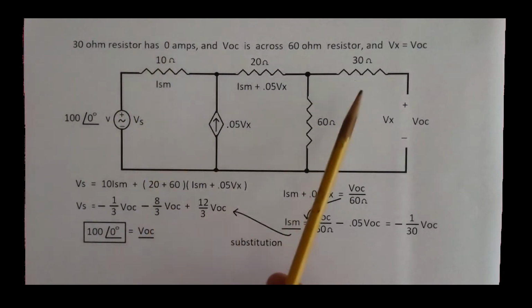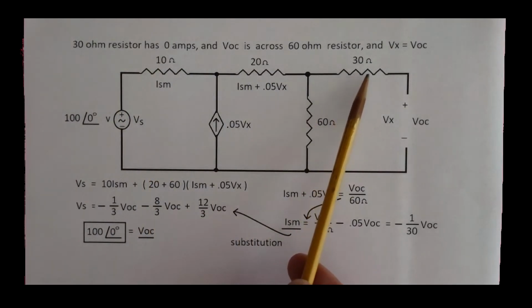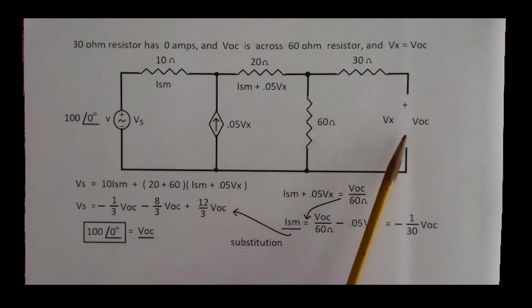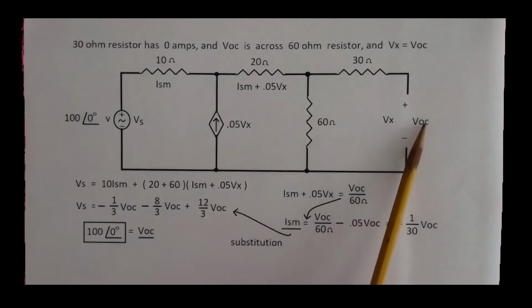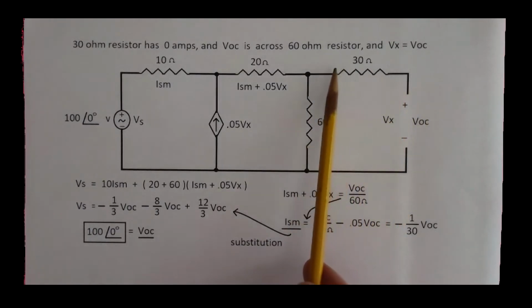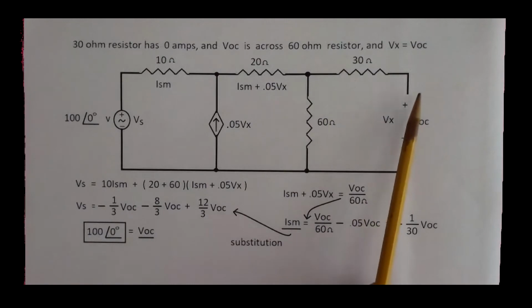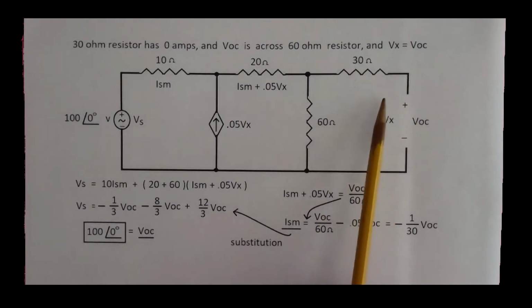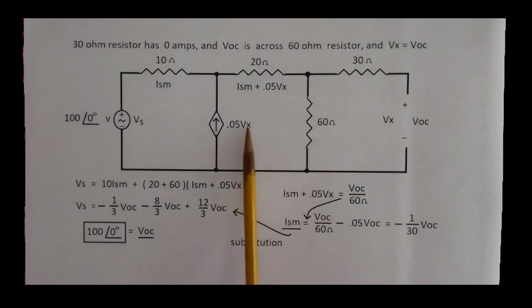The 30 ohm resistor has 0 amps. There's no voltage across this because this is open. There's no current flowing through the 30 ohm resistor. That also puts VOC across the 60 ohm resistor because there's no voltage drop across the 30. No current, no voltage drop. Thus Vx is equal to VOC.